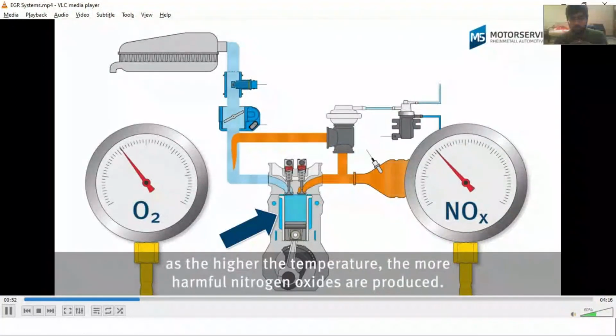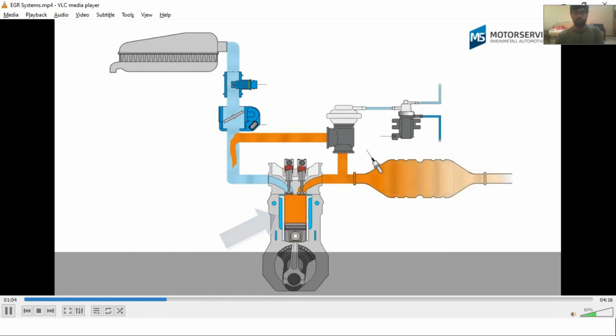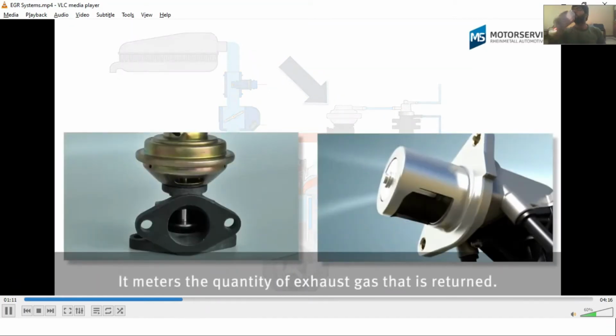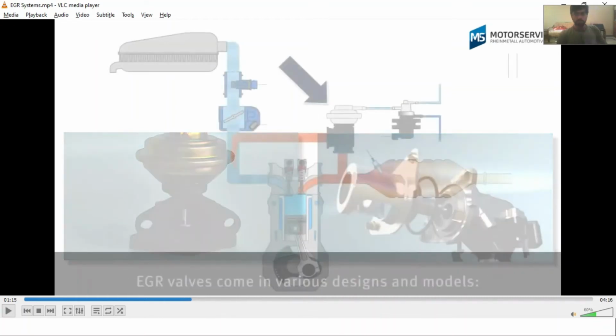The higher the temperature, the more harmful nitrogen oxides are produced. In petrol engines, this can also reduce carbon dioxide emissions and fuel consumption. A key component of exhaust gas recirculation is the EGR valve. It meters the quantity of exhaust gas that is returned. Again, this EGR valve is one of the most important components of this EGR system.